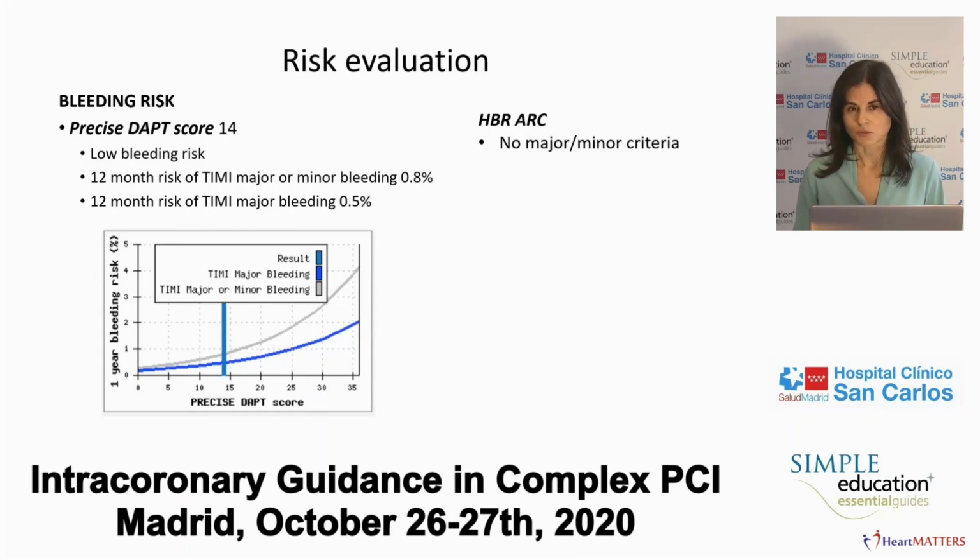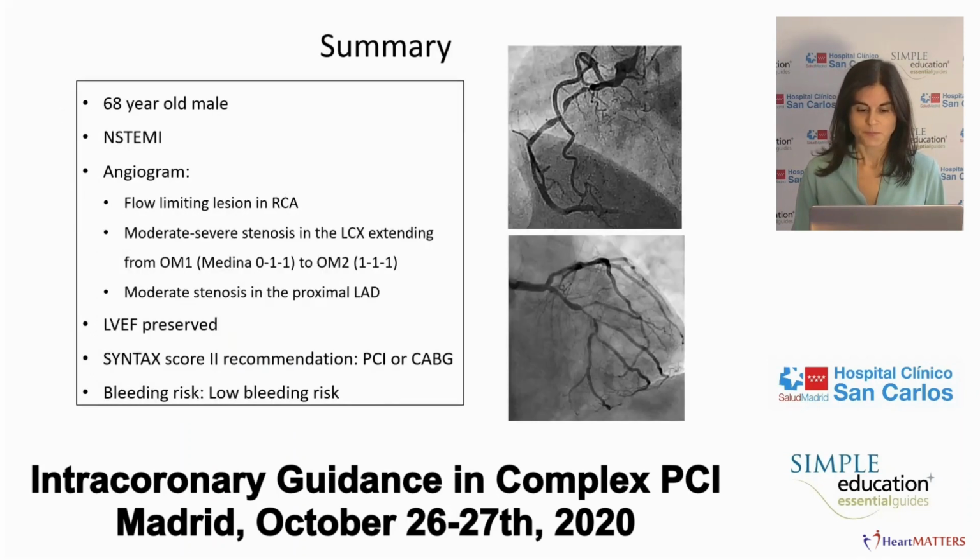So in summary, it's a 68-year-old male that presented with a non-STEMI. In the angiogram, he had this flow-limiting lesion in the RCA. He had a moderate to severe stenosis in the circ involving several branches, and this moderate by angiography stenosis in the proximal LAD with a lot of calcium, as you have observed. The left ventricle ejection fraction was preserved. The SYNTAX score, as I mentioned, was equipoise for PCI or CABG, and he had a low bleeding risk.